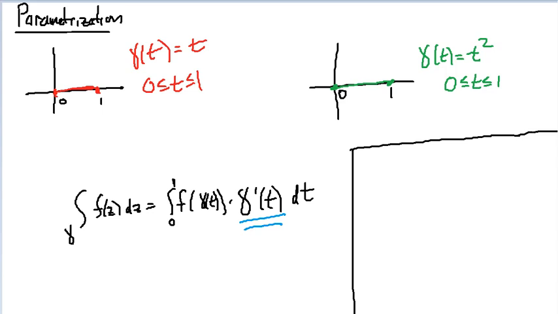I'm going to talk about parametrization. In particular, I'm going to explain why you put this gamma prime of t in. And I'm going to start with an algebraic explanation, and then I'll give you a little more intuitive explanation.